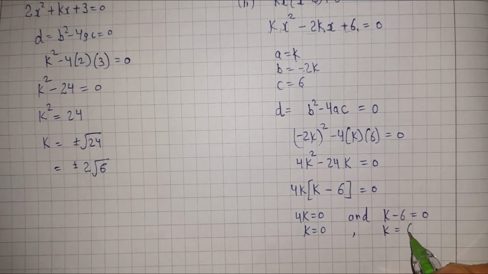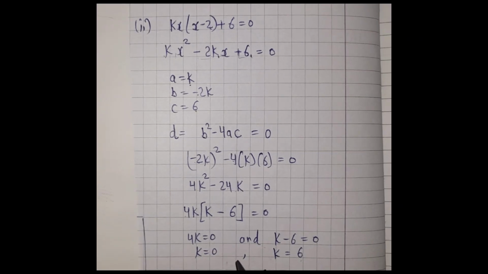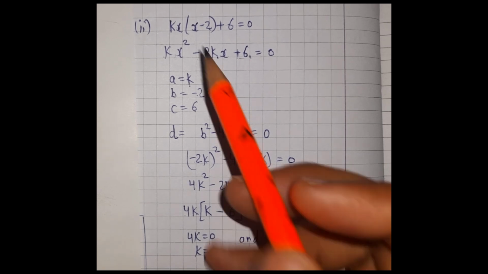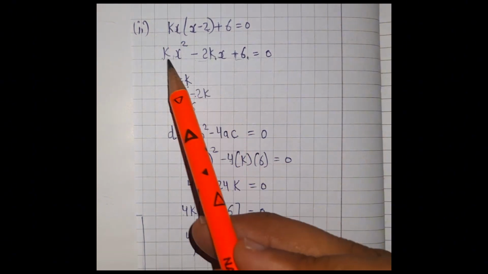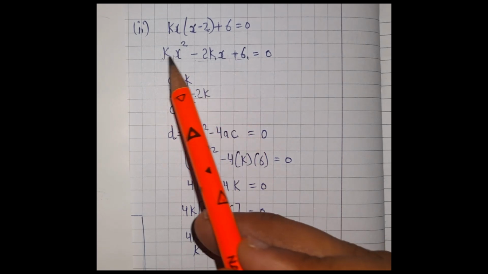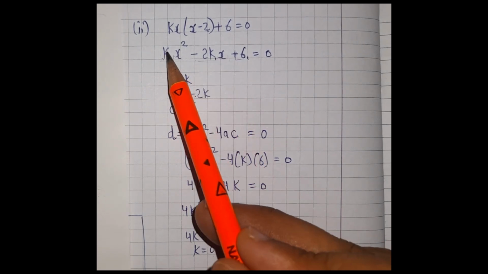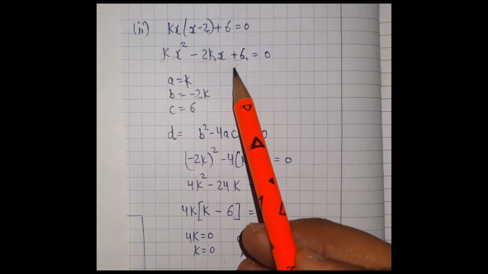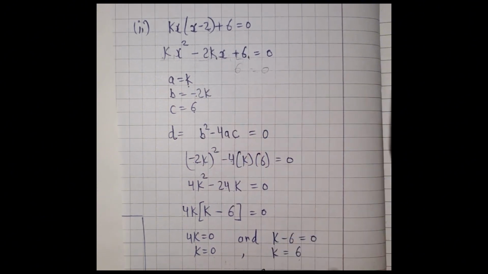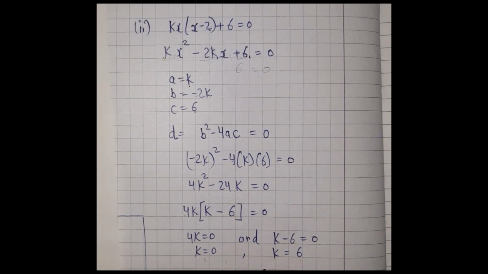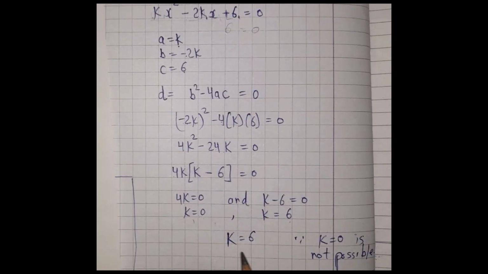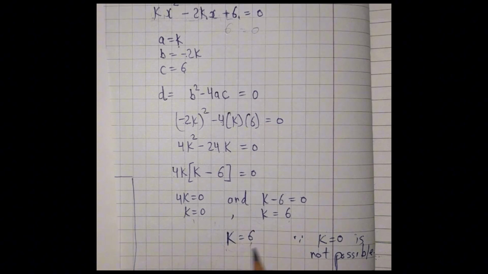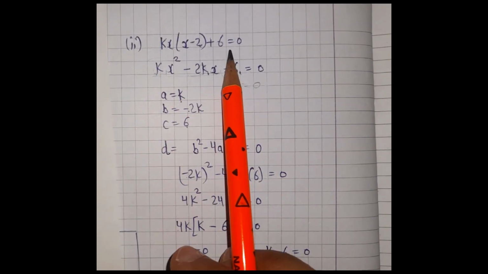k equals 6. Here k equals 0 is not possible because if k is 0, then the equation will not have the term x square and x. That is, after putting k equals 0, we will get 6 equals 0. So k equals 0 is not possible. K equals 6 is the only value for this equation.